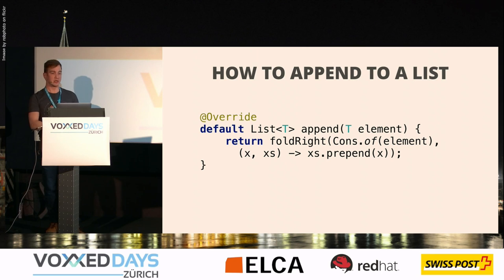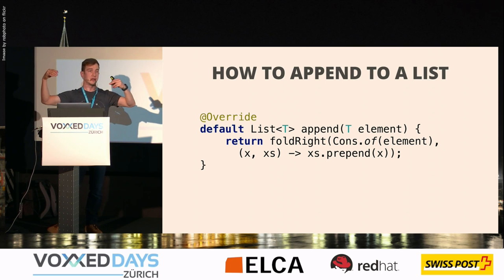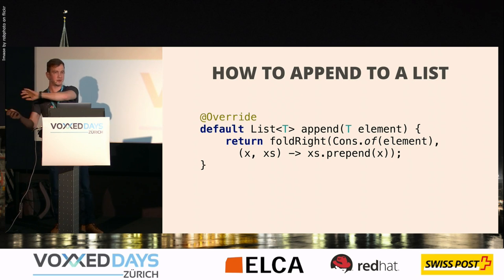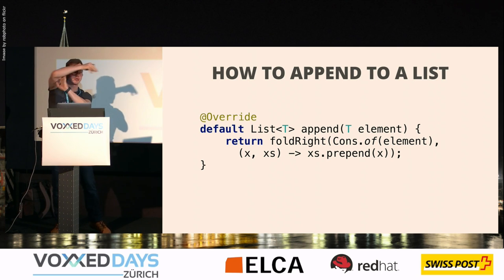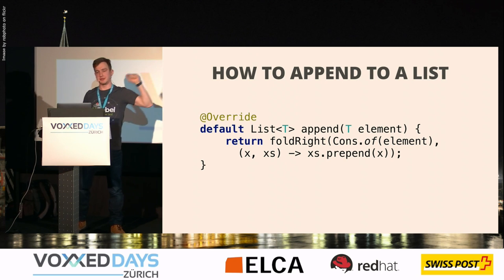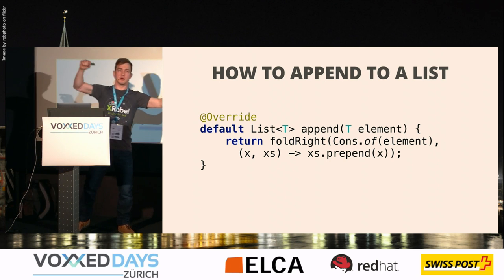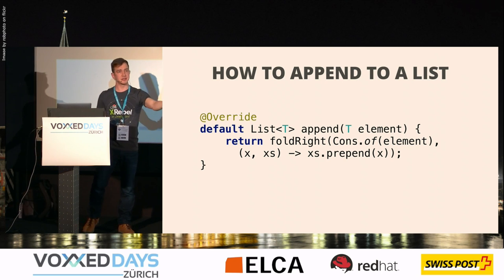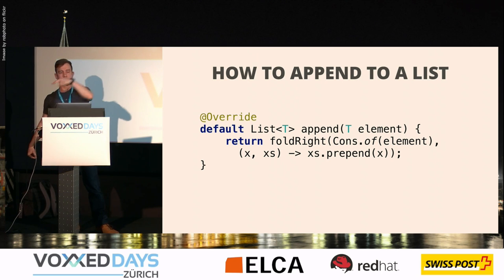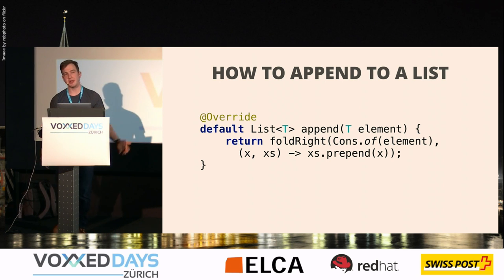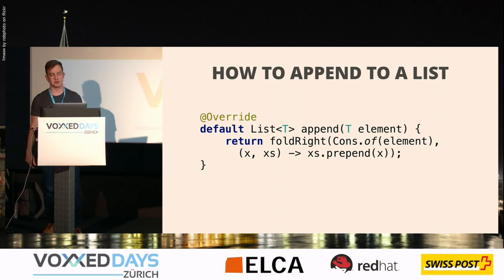The same is true if you want to append an element to the list. Appending from the left was easy and fast. You just create a new instance and you share the whole structure. Appending from the right is very tricky because you have to go through the whole list, in a linked list manner, and then recreate the whole list. So appending to the list is a slow operation.